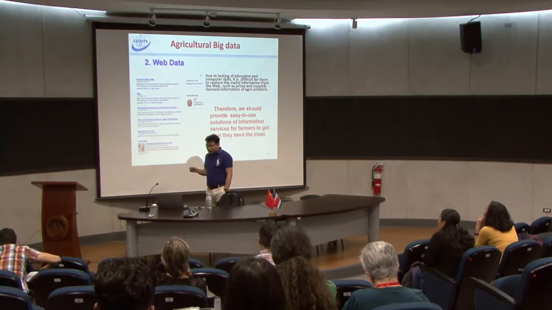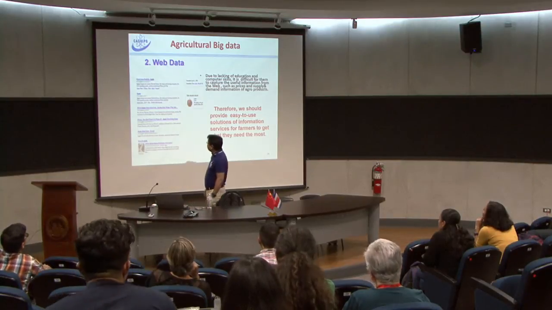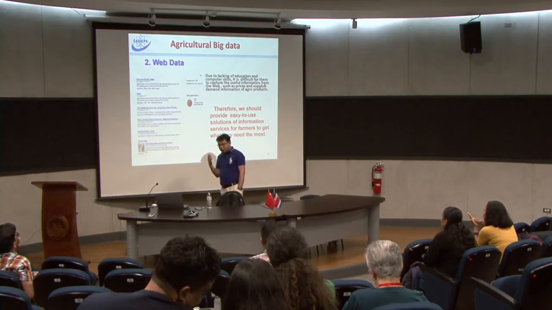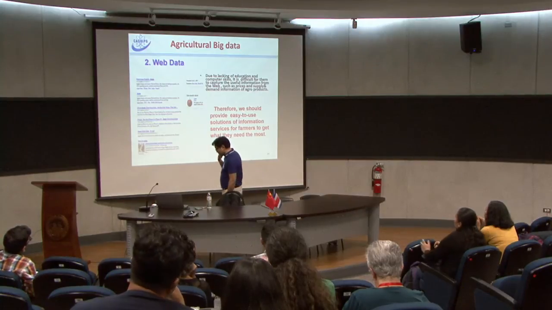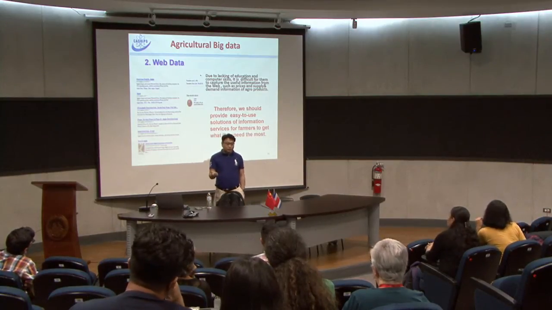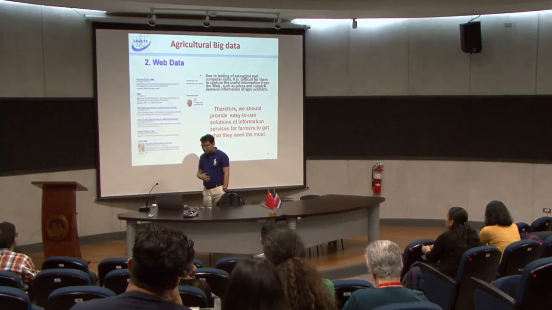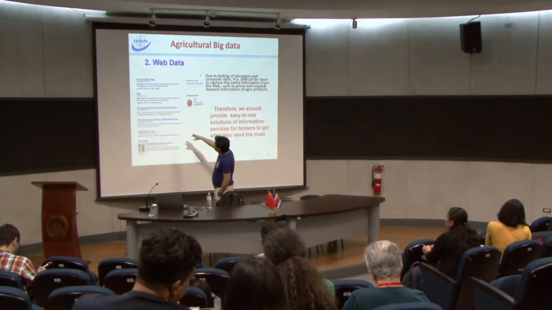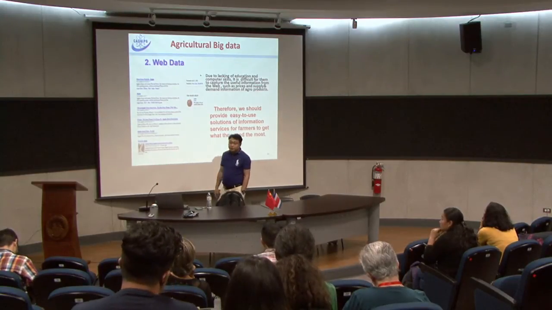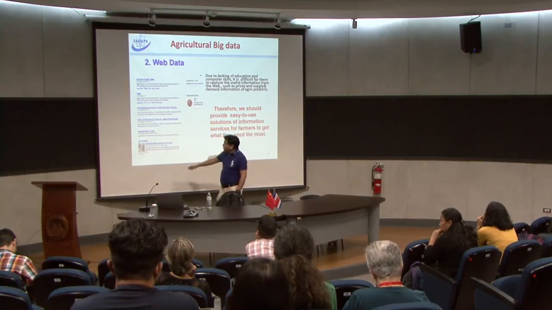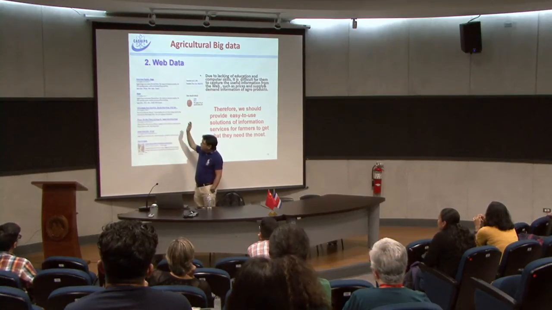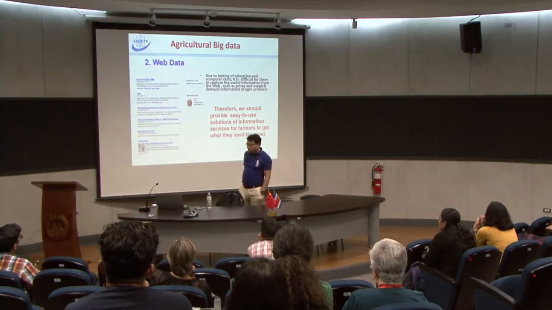And also, this is one source of big data of agriculture. And also, we have web data. Because on the internet, we have a tremendous number of web pages related to agriculture. But how to get this information and how to exploit it is a huge problem. This is an example. If we put the keyword Apple into Google, we get this result. But we can see that all these results have nothing to do with agriculture.